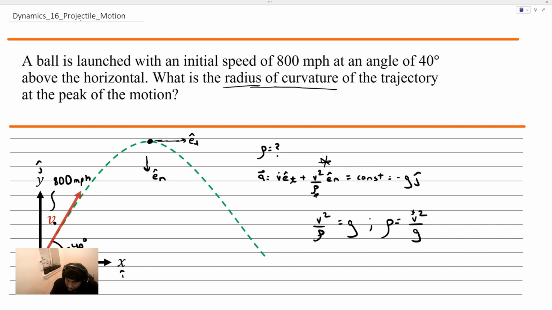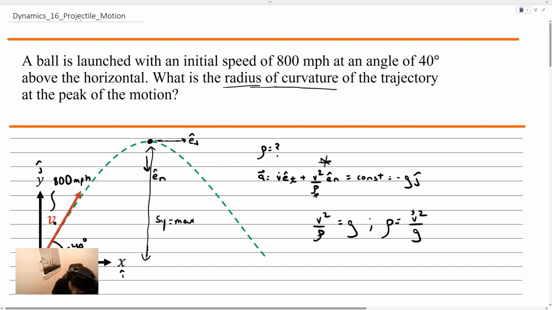Only thing we don't know now is, what is v? V is the speed at that apex point. And some things that we know about the motion are that at its peak, when the displacement, the total height, let's call it sy, reaches a local maximum, what that means is that the derivative of sy in time must be equal to 0. The derivative of sy, or the displacement in the y direction, is equal to the speed in the y direction.